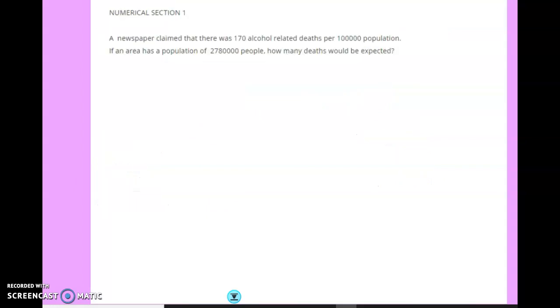Next question then is the wee bit that you maybe haven't seen before, okay? But it is just proportion. So I think you'll be fine with this. So a newspaper claimed there were 170 alcohol-related deaths per 100,000. If we have a population of 2,780,000, how many deaths would be expected due to alcohol? That means for every 100,000, there are 170 deaths. We want to know how many lots of 100,000 we've got.